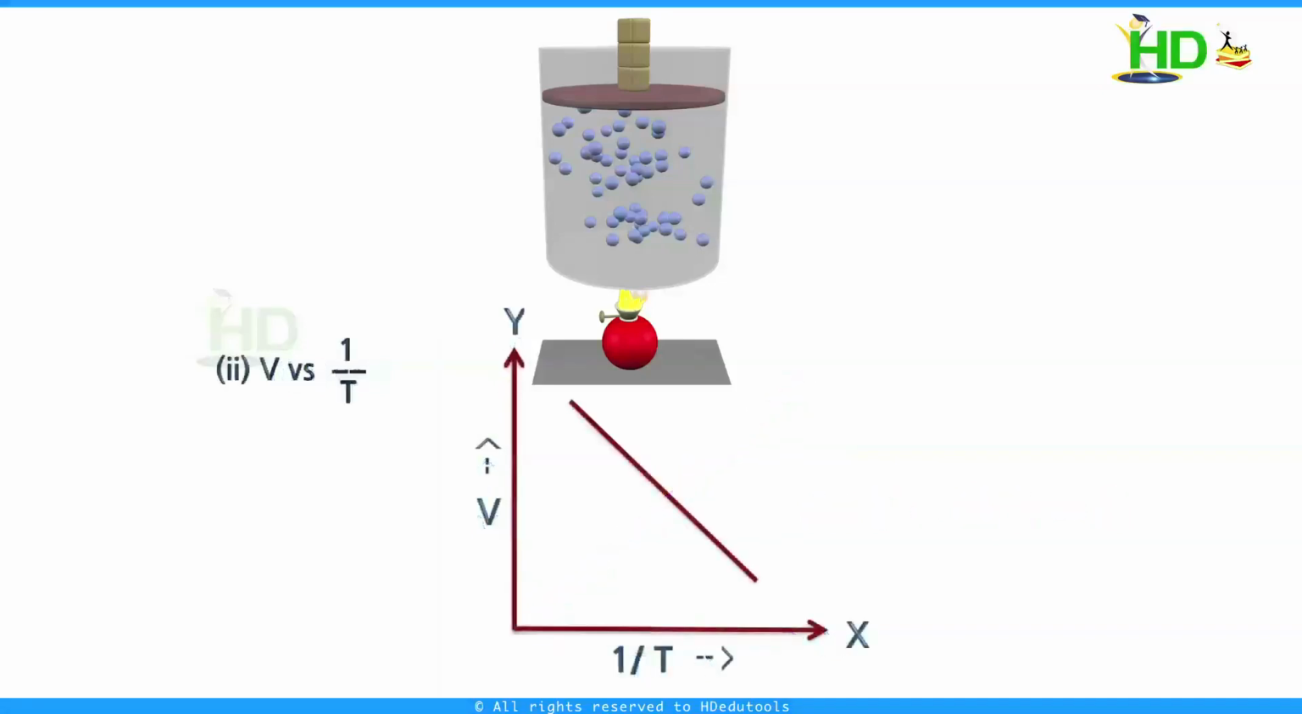And this is a graph taking 1 by T along the x-axis and the volume along the y-axis. Since VT equals a constant, in this graph we get a straight line having negative slope.